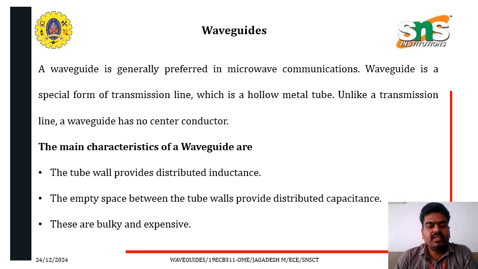A waveguide is generally preferred in microwave communications. A waveguide is a special form of transmission line, which is a hollow metal tube. Unlike a transmission line, a waveguide has no center conductor. The main characteristics of a waveguide are: the tube wall provides distributed inductance, and the empty space between the tube walls provides distributed capacitance. These are bulky and expensive.